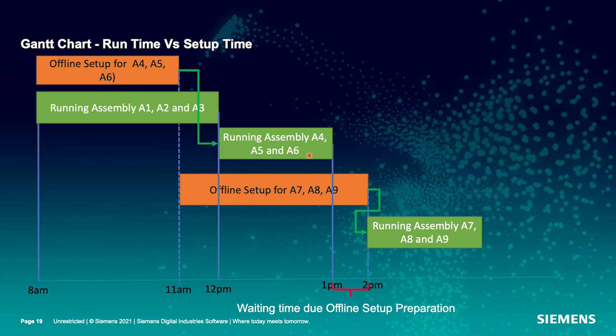Our goal is to help visualize how lines are running, how the setup area is preparing setups, and put the two together to understand if sequencing of assemblies will cause any utilization loss. Now we can also run multiple scenarios to see if adding an additional resource to the offline setup area would help speed up the offline setup process and reduce any line waiting time.